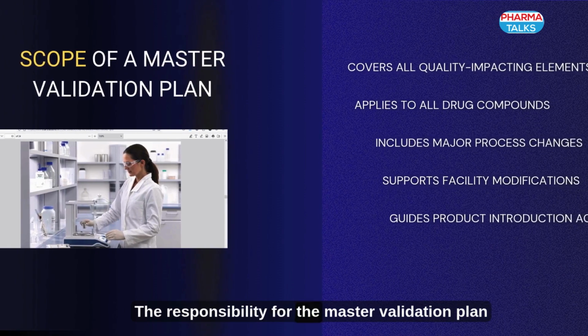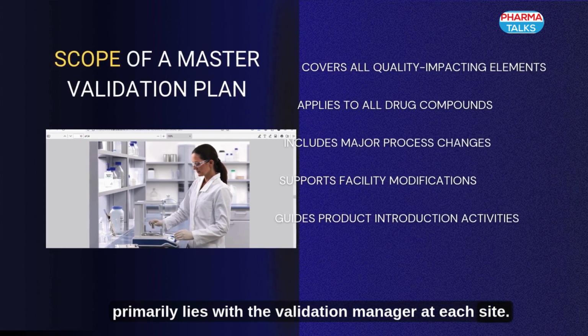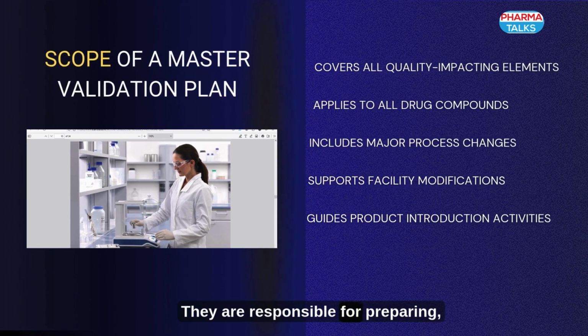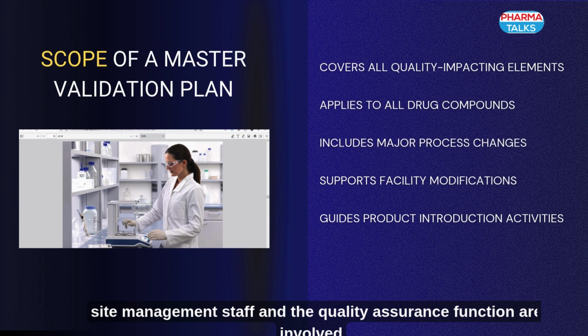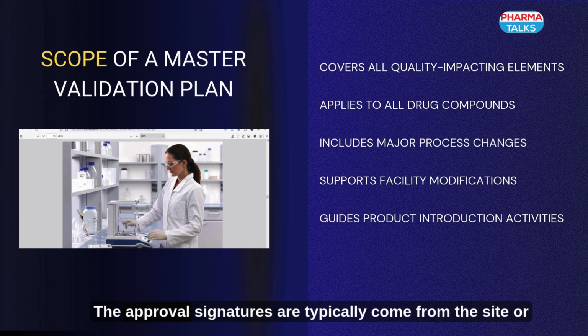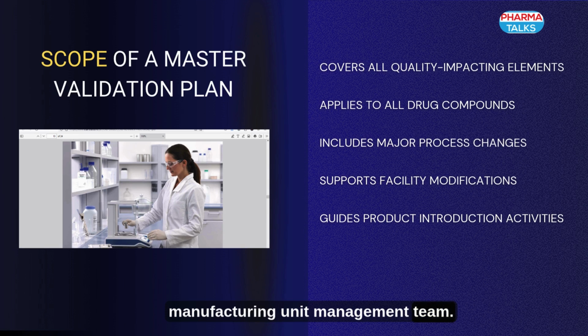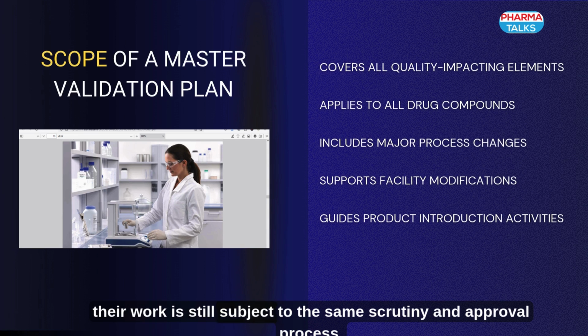The responsibility for the master validation plan primarily lies with the validation manager at each site. They are responsible for preparing and overseeing all validation activities, including the master validation plan itself. Additionally, site management staff and the quality assurance function are involved in reviewing and approving the plan. The approval signatures typically come from the site or manufacturing unit management team. When consultants or third-party contractors are involved, their work is still subject to the same scrutiny and approval process.